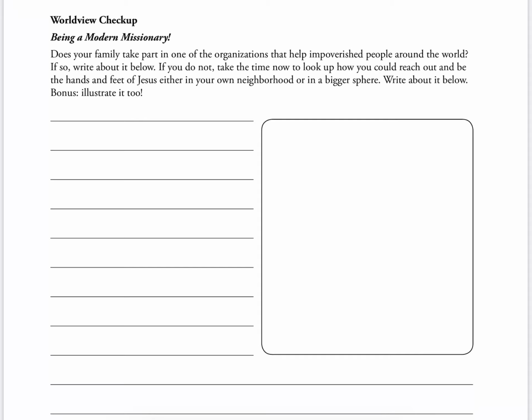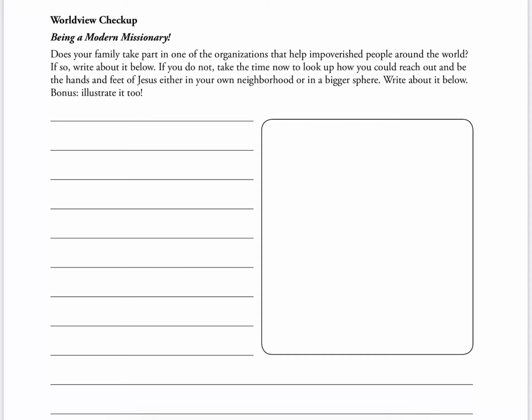For your worldview checkup section, it says, being a modern missionary. Does your family take part in one of the organizations that help impoverished people around the world? If so, write about it below. If you do not, take time to look up how you could reach out and be the hands and feet of Jesus either in your own neighborhood or in a bigger sphere. Write about it below. Bonus if you illustrate it too.